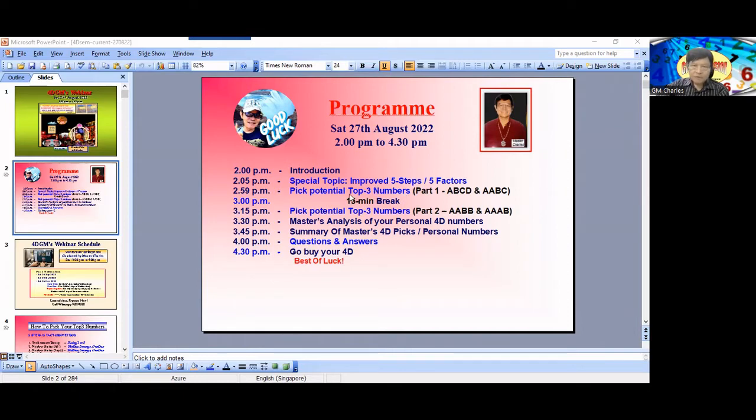Okay. So after this, we go into the pick potential top three number part one. As we have done before, we will first do the ABCD and then the AABC numbers. So of course, the number we're going to pick will be different from last month. Although we may repeat one or two from the previous month if we find that they're still good for this coming month. Okay. After that, we will, as usual, go for a 15 minutes break at about 3 o'clock.